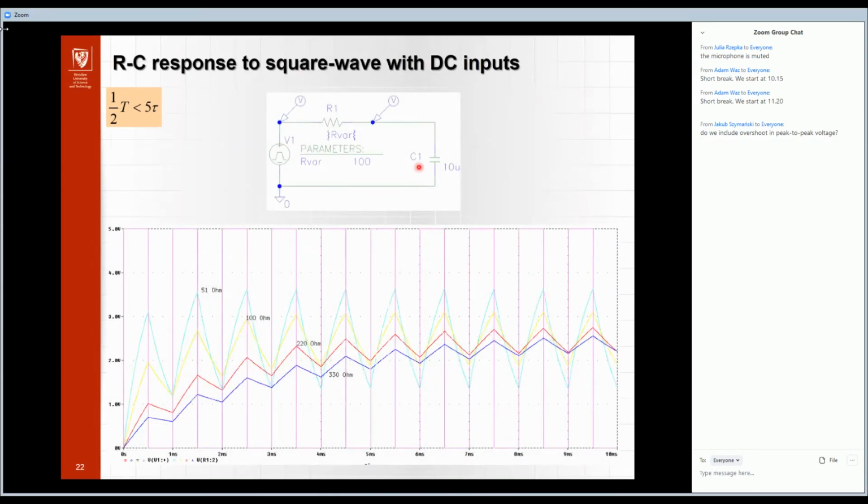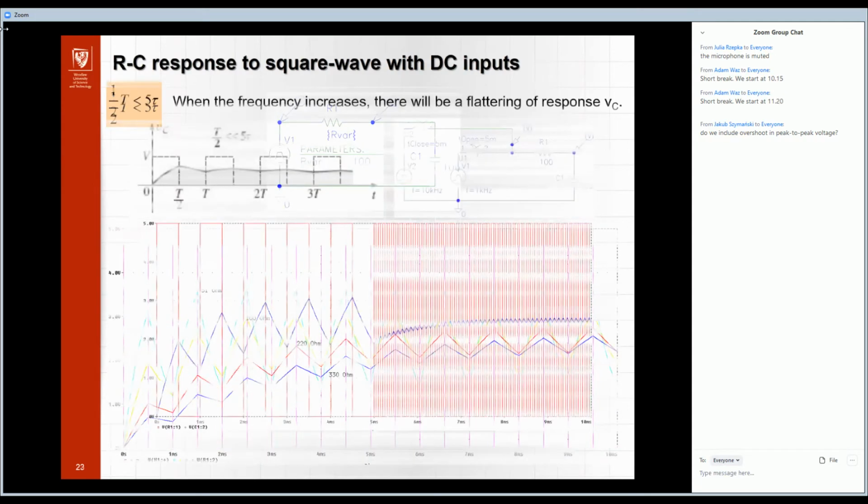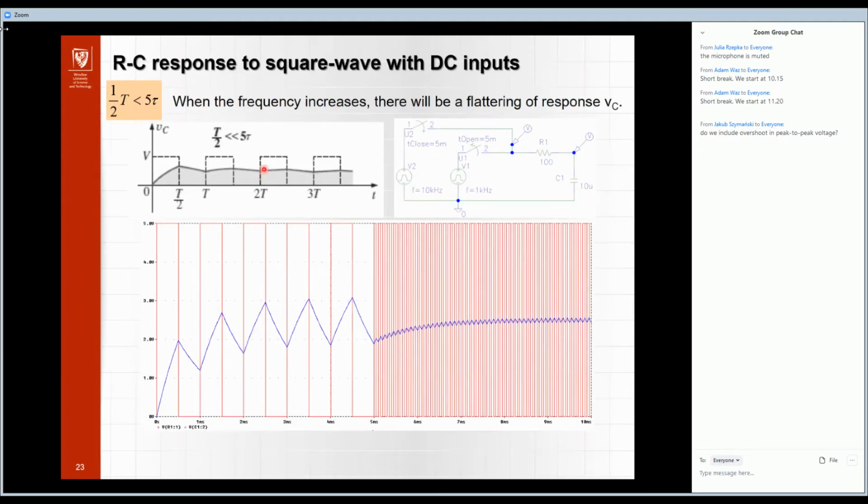Okay, and here we have such a cycle, and we have four different tau time constants for this one, and the magenta line is the source. We see, for example, that when the time constant is bigger, the time to assume the steady state is also longer. Okay, and when the frequency increases, there will be a flattening of the response VC.